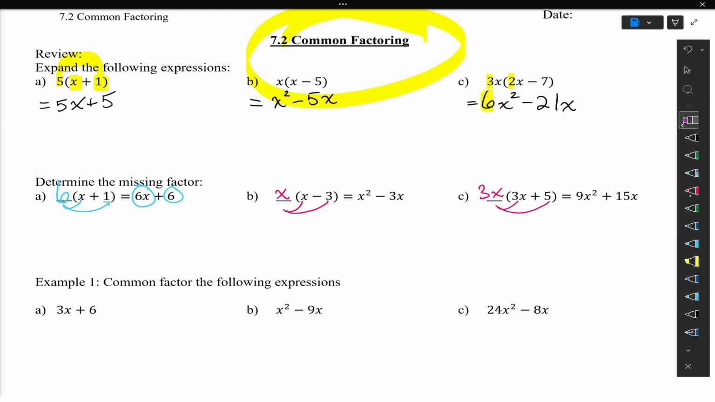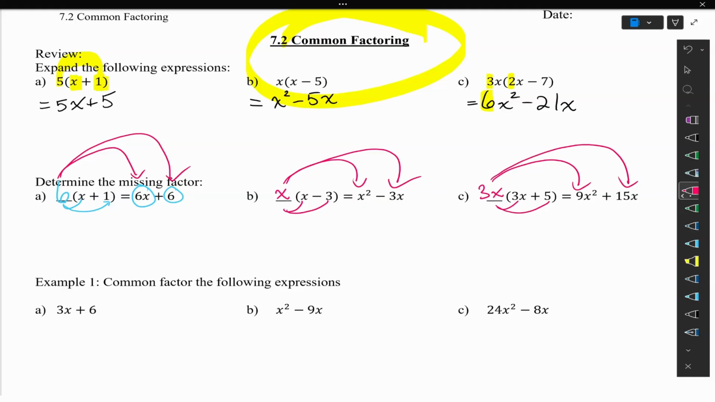It's not just that common factor we're trying to find, it's the whole thing. But you'll notice that each of those missing factors that we just found, that 6 was a factor of 6x and was a factor of 6. That is, it shows up in both of those terms. This x shows up in both of these terms. This 3x shows up in both of these terms.